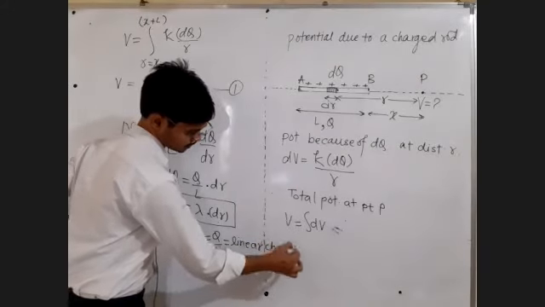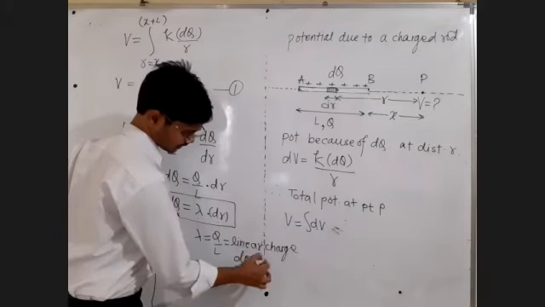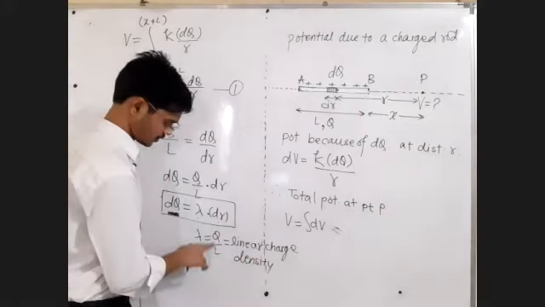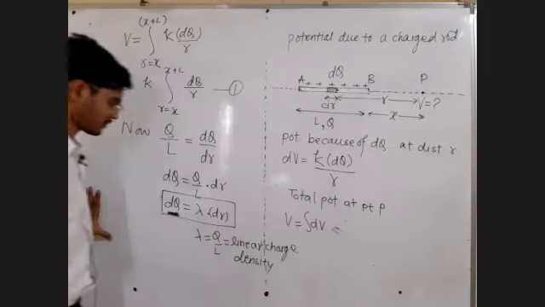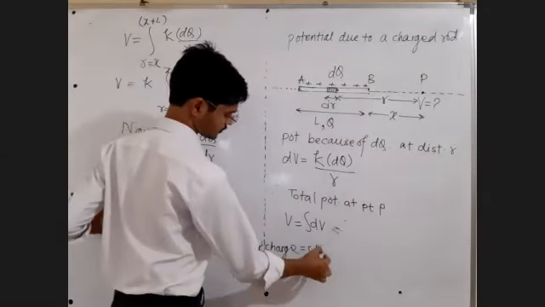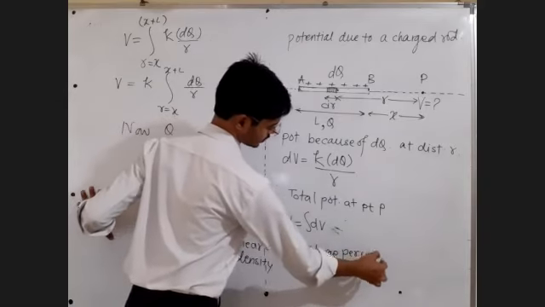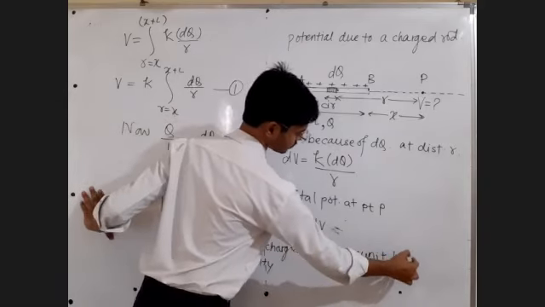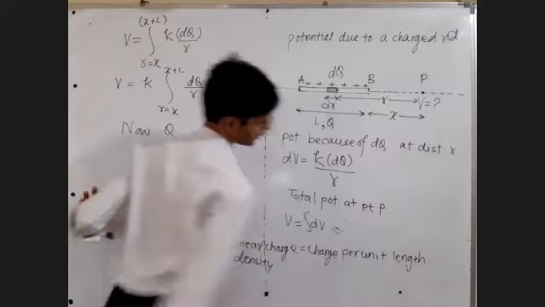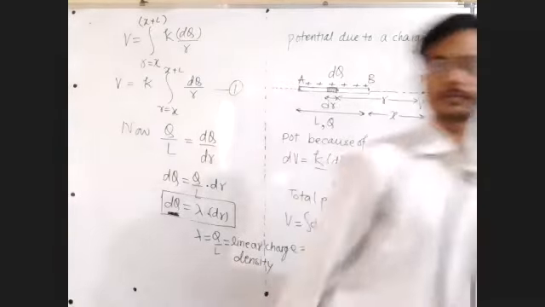Okay guys, linear charge density or charge per unit length. That can be observed here, charge per unit length. Or let us write that word as well, charge per unit length. Fine. Now the derivation is almost over. Let's do that.